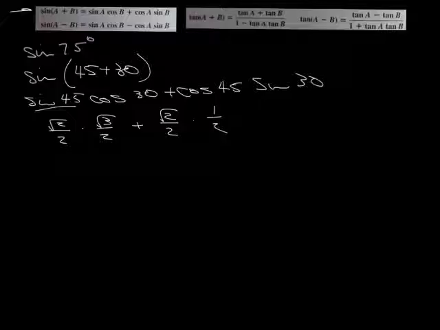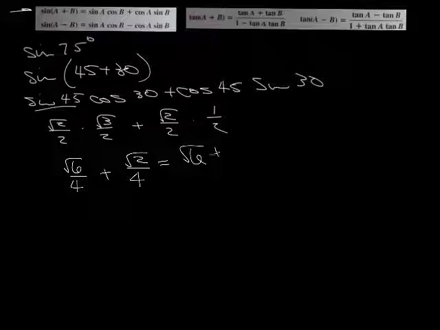So let's see what we've got here. I have sine of 45, cosine of 30, cosine of 45, and the sine of 30. Multiply through. Square root of 6 plus square root of 2. Can't add those. And I end up with that. Alright, so let's do B.